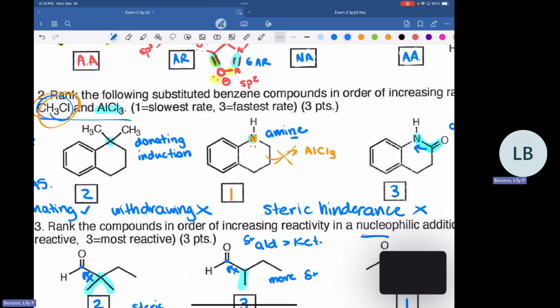If you were comparing maybe a carboxylic acid versus a halide, I would think that the halide would be more reactive because it's withdrawing by induction, whereas the carboxylic acid would be withdrawing by resonance, so it'd be a stronger withdrawer. So does that answer your question?